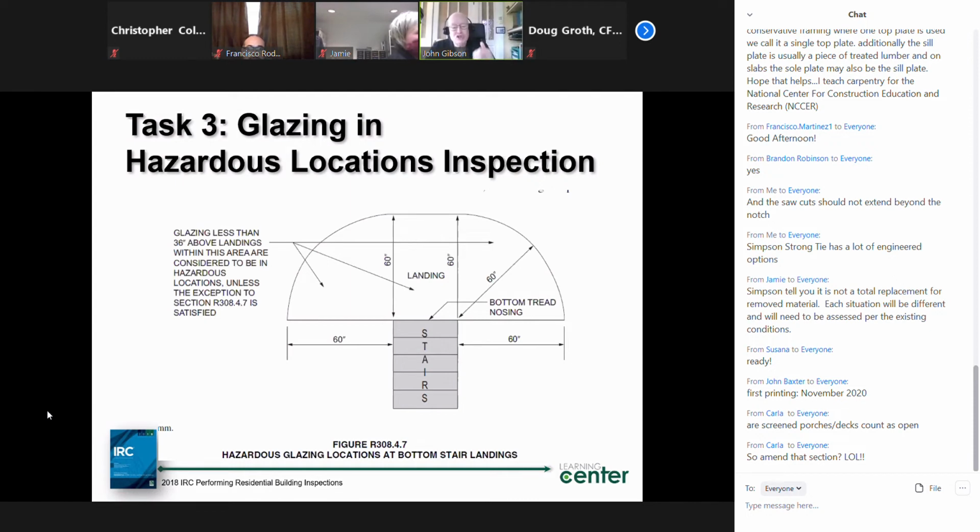So that was a change, and that's only at the bottom of the stairs. We don't regulate at the top of the stairs anymore. And y'all can guess what the logic was. People don't fall up the steps.